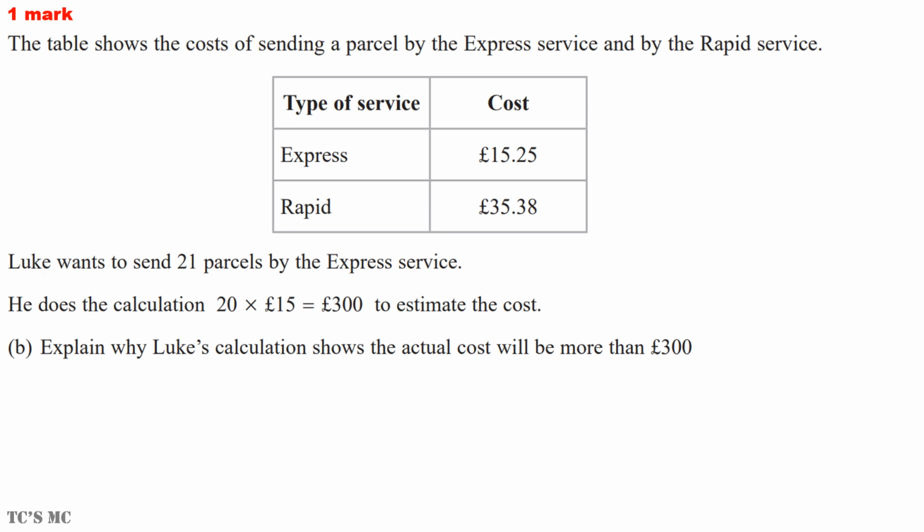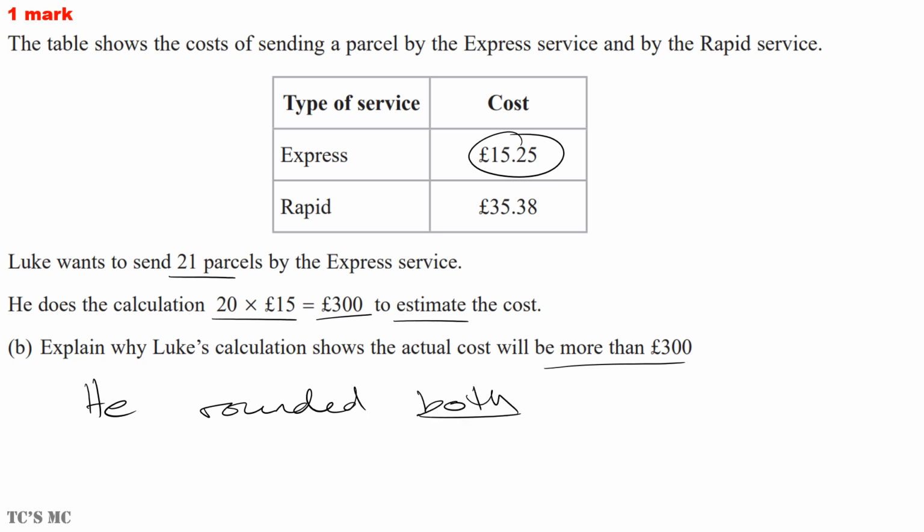Luke wants to send 21 parcels by the express service. He does the calculation 20 multiplied by £15 to get £300 to estimate the cost. Explain why Luke's calculation shows the actual cost will be more than £300. You must say he rounded both numbers down. If you work out the actual cost is £320.25, you do not get the mark.